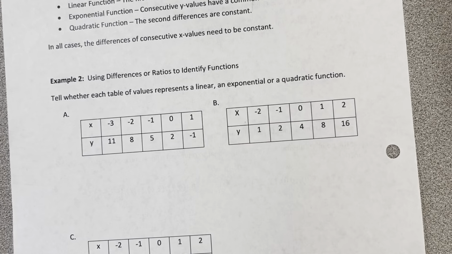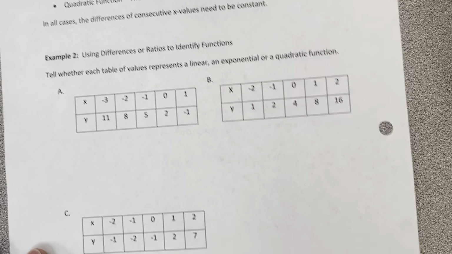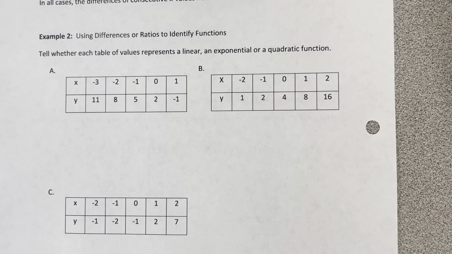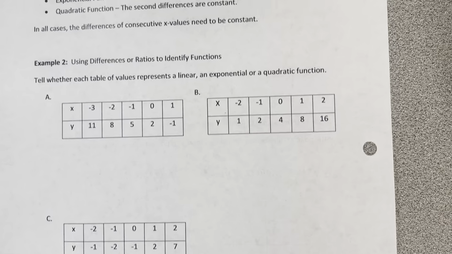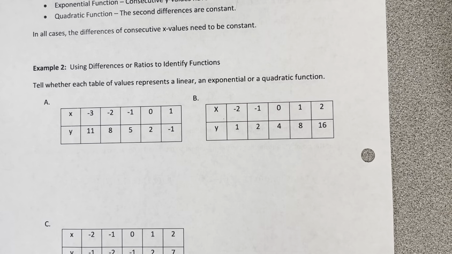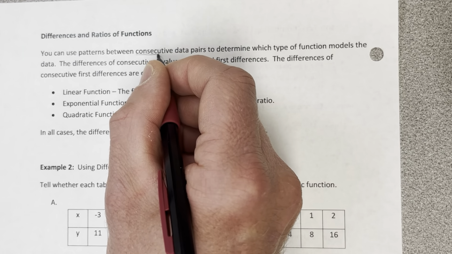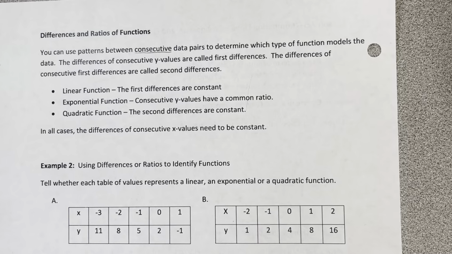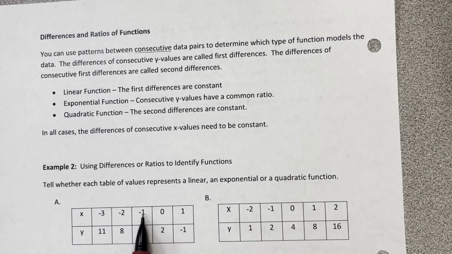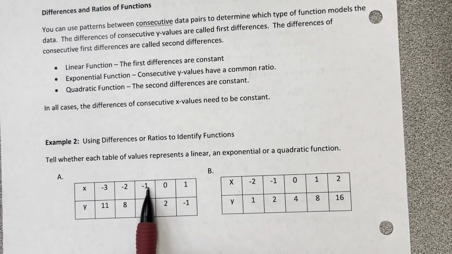to talk about the table of values. This can be a little more tricky, okay? Let's review this up at the top there. It says differences and ratios of functions. It says you can use patterns between consecutive data pairs. Consecutive means there's no spaces in between, I should say, I guess.